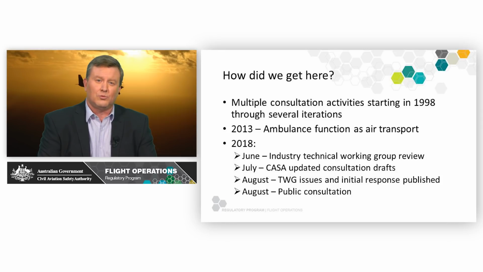During July, CASA worked on updating the rules to reflect our responses to those issues. In August, we published the issues list. It's available on our website under the Aviation Safety Advisory Panel part of the website. And that issues list also includes CASA's initial responses to those particular matters. And obviously in August, we commenced the public consultation, and as Jason earlier mentioned, it concludes on the 2nd of September.